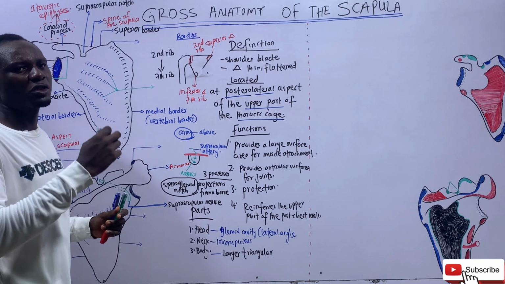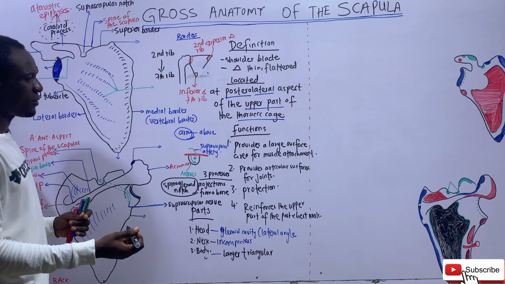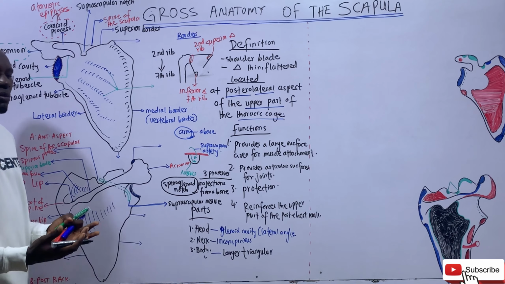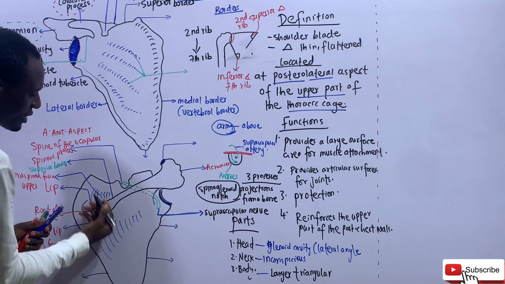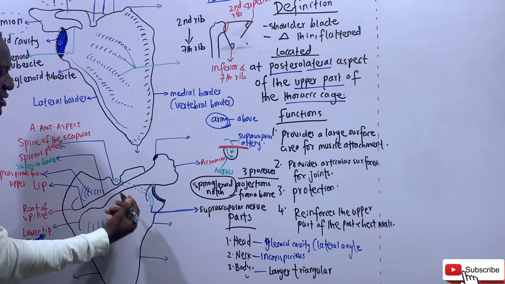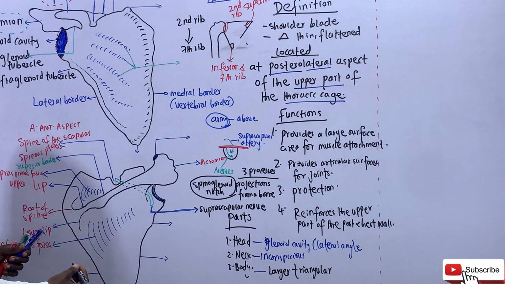So we'll be able to discuss the processes. Let's look at the surfaces of the scapula. So the scapula presents two major surfaces. And the two surfaces of the scapula include this surface right here, and that's the posterior surface, it's also called the dorsal surface. Okay? The dorsal surface.